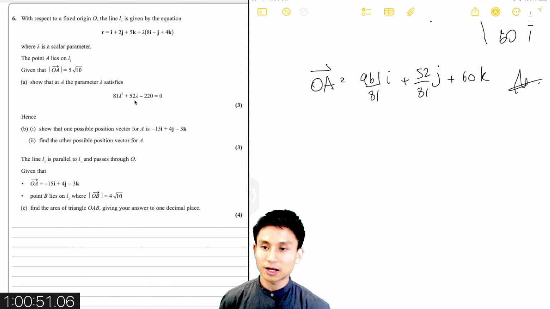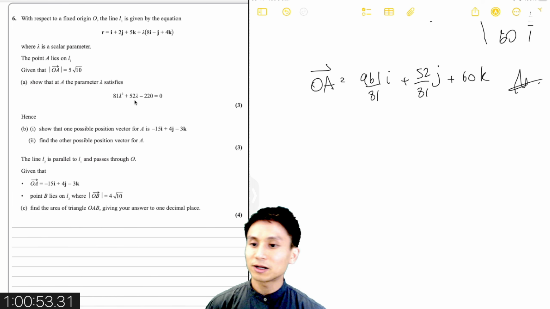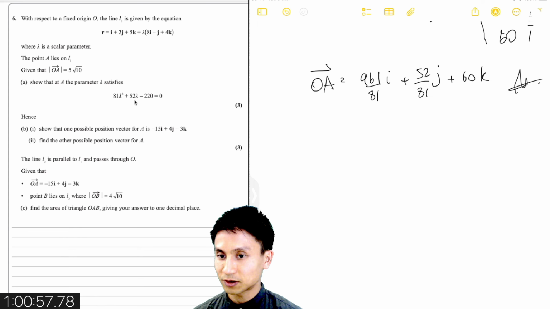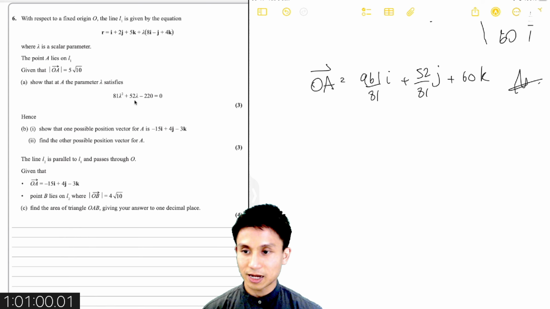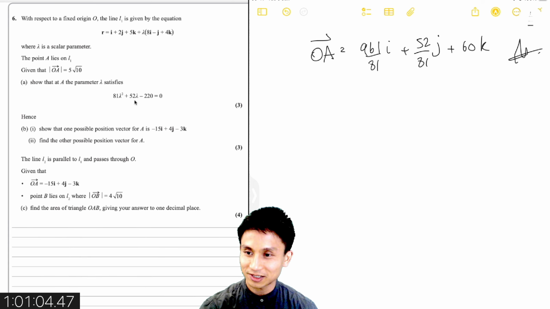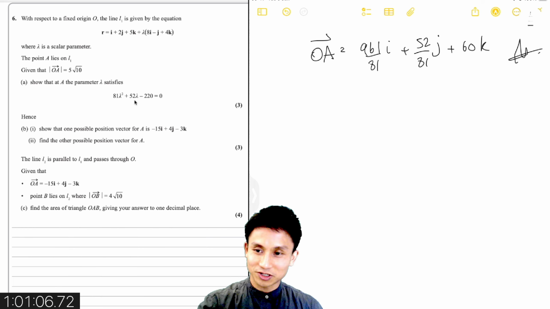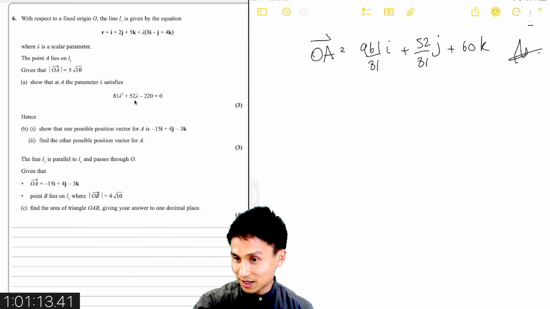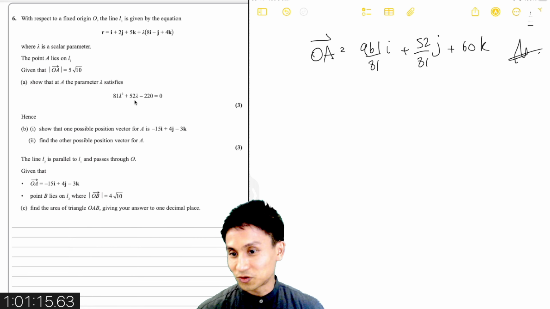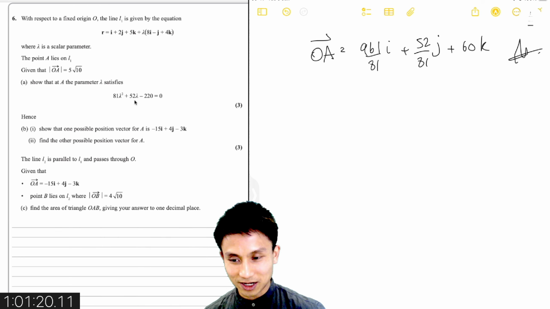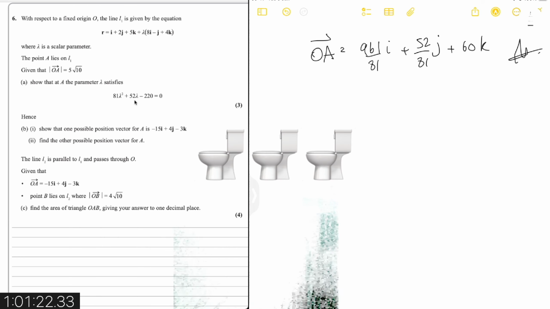Now the last part here, the line L2 is parallel to L1 and passes through O. Okay, passes through O as well. Line L2. Gotta be careful this time. I made a silly mistake last paper about vectors, because I didn't read the question carefully. Given that OA is that, so we are taking lambda being -2 here for OA. Point B lies on L2, where OB is, you know what guys, I think I need a toilet for 1 minute. I'll be back.